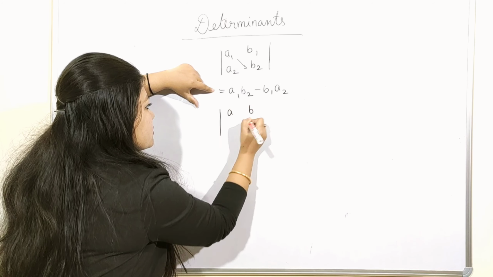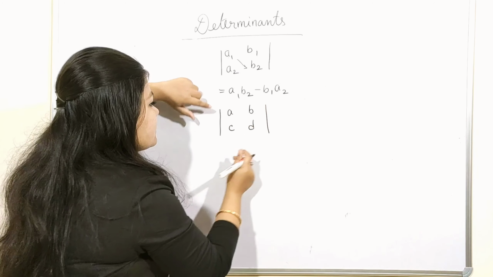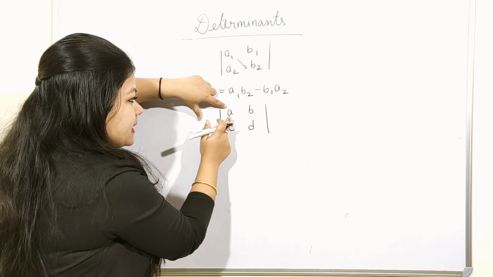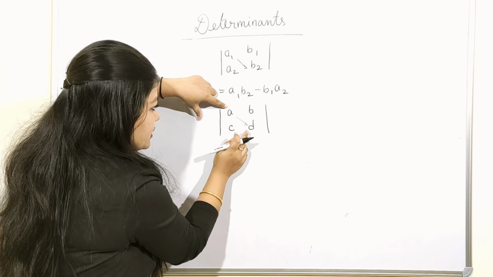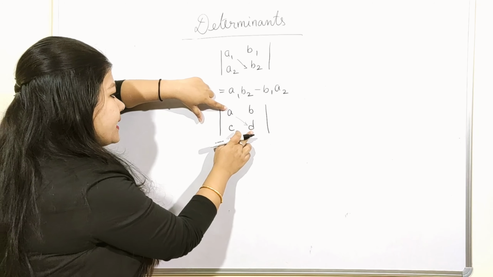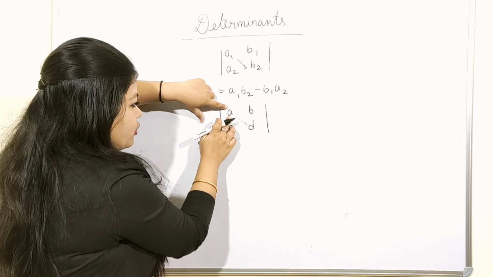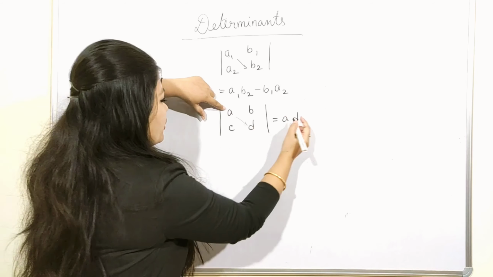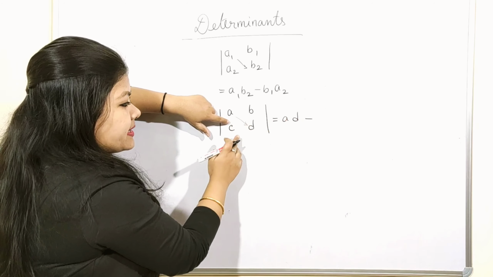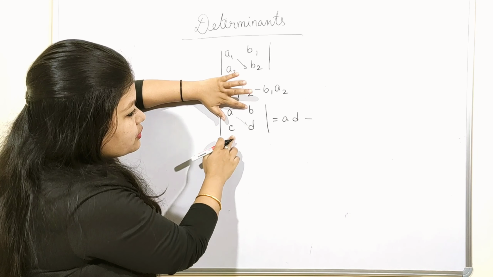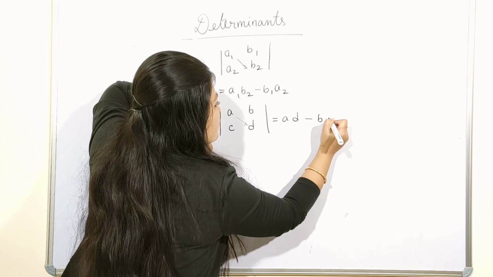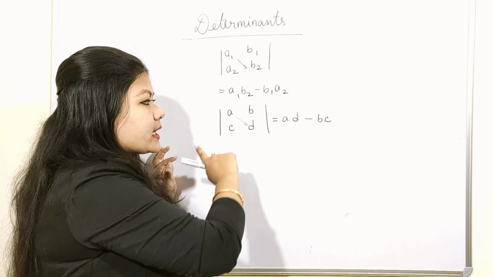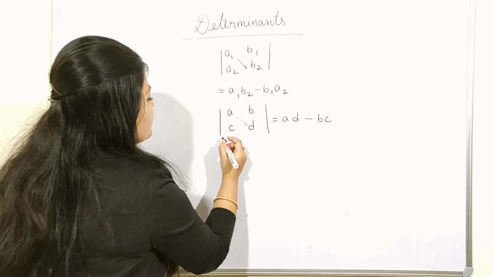Or suppose this is another determinant. Here we always consider the first element, then product with the diagonally opposite element. Here D is present diagonally opposite of A. We have taken the product, then minus of the remaining value. Here remaining values are B and C. So remaining values are BC. So in this way we can find out the value of a 2 by 2 determinant.